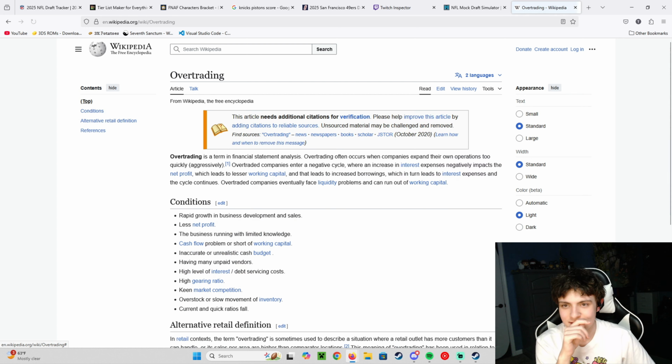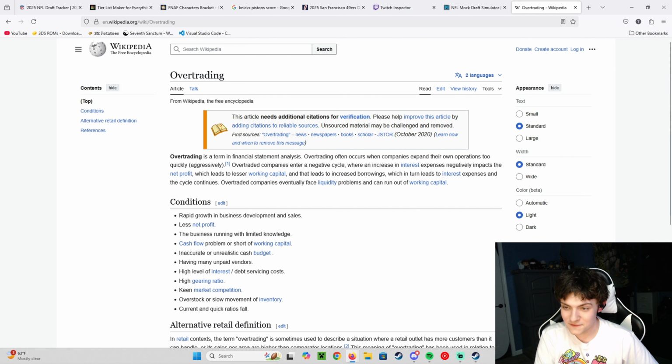What do we got next? Overtrading! It's a term in financial statement analysis. Overtrading often occurs when companies expand their operations too quickly, aggressively. Overtraded companies enter a negative cycle where an increase in interest expenses negatively impacts the net profit, which leads to lesser working capital, and that leads to increased borrowings, which in turn leads to interest expenses, and the cycle continues. Which leads to me saying "it leads to" about 5 more times.